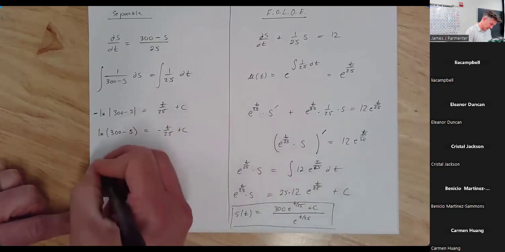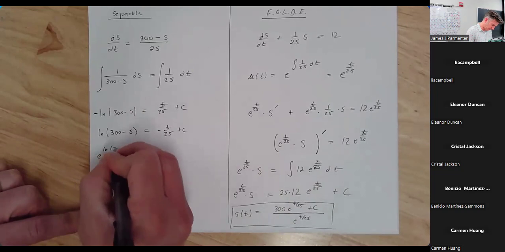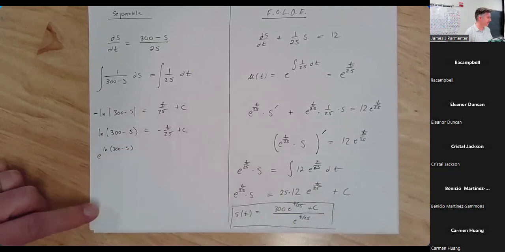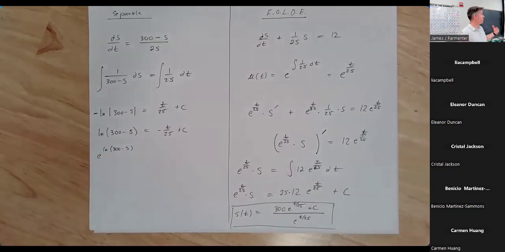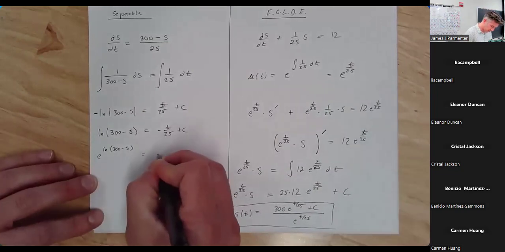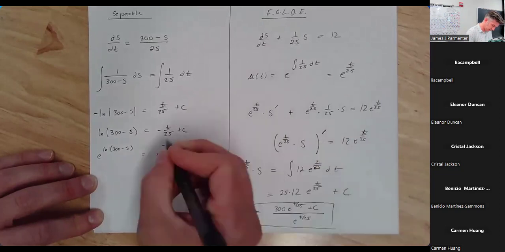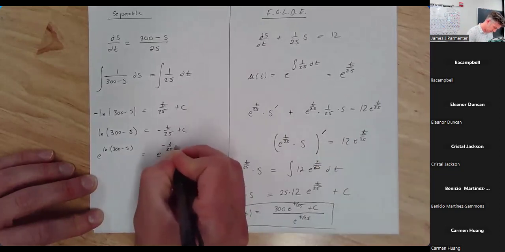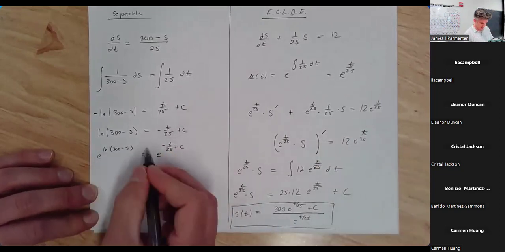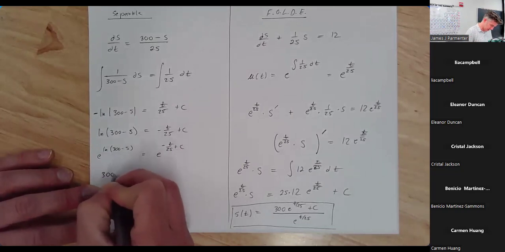You e both sides. You e to the natural log of 300 minus s. See how this is just, I feel like this is more terrible. You don't have to agree with me, but I think it's more terrible to do it this way. So if you have the choice, I would pick the right-hand side over here. And then e to the natural log of 300 minus s is just 300 minus s.